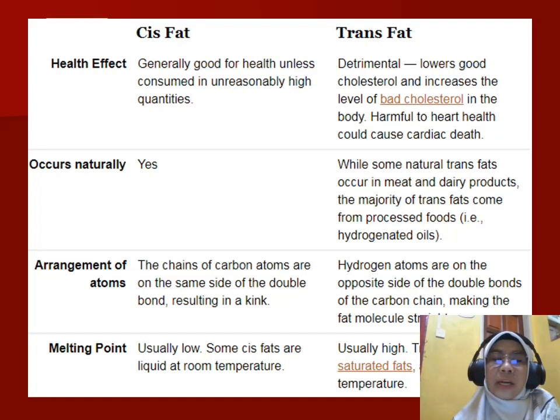How about arrangement of atoms? For cis fats, the chain of carbon atoms on the same side of the double bond results in a ring. And how about trans fat? Hydrogen atoms are on the opposite side of the double bond of the carbon chain, making the fat molecule straight. Okay.